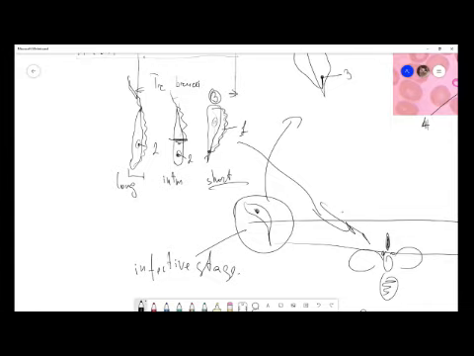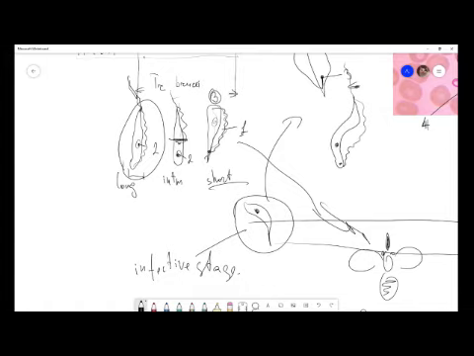Okay, in our blood or in our lymph, this parasite changes its form to the long form, and we can see the long form. I will try to draw it. In the long form, we can see a free flagellum and a long undulating membrane.